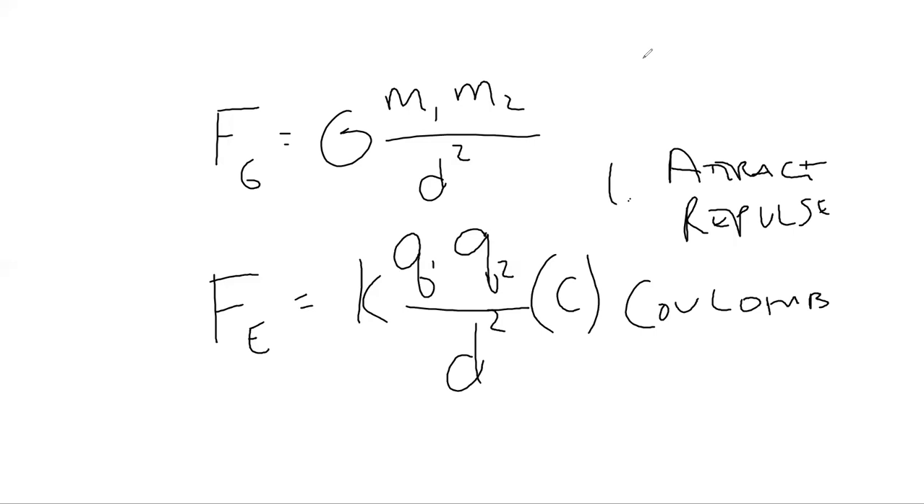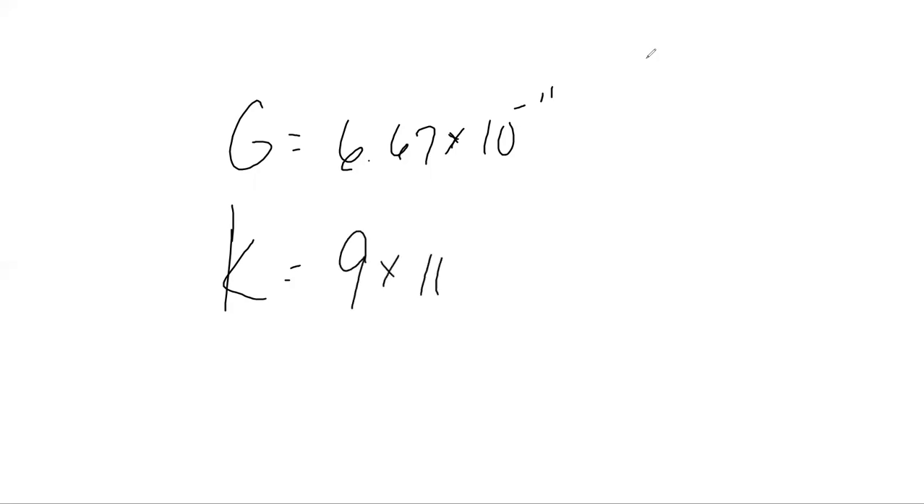So very similar. One other main difference is, if you remember, the gravitational constant, capital G, was 6.67 times 10 to the negative 11. Well, K, by contrast, is 9 times 10 to the positive ninth Newton meters squared over coulombs squared. 9 billion.